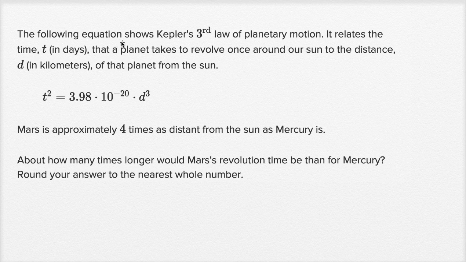The following equation shows Kepler's third law of planetary motion. It relates the time t in days that a planet takes to revolve once around our sun to the distance d in kilometers of that planet from the sun. So it tells us t, how many days, in relation to the distance that that planet, in kilometers, is from the sun.